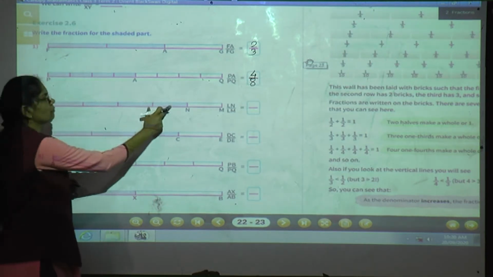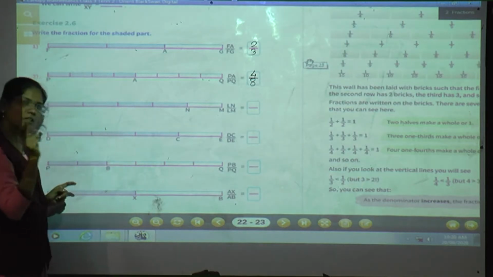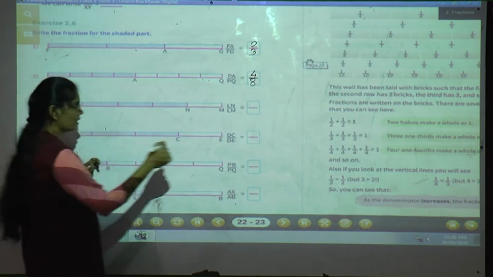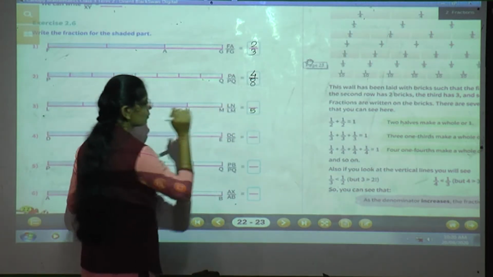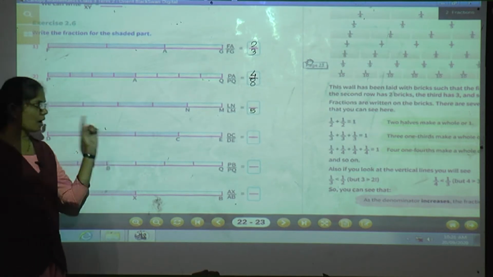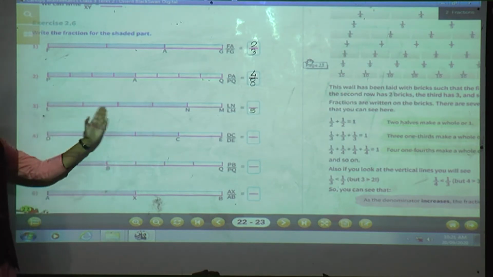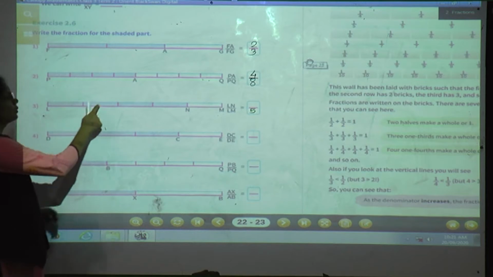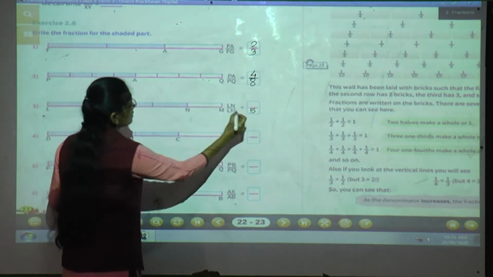1, 2, 3, 4, 5. So what is the length of LM? 5. Okay, this LM is divided into 5 equal parts. Now from out of that 5 parts, how many parts are shaded? 1, 2, 3, 4 parts are shaded.